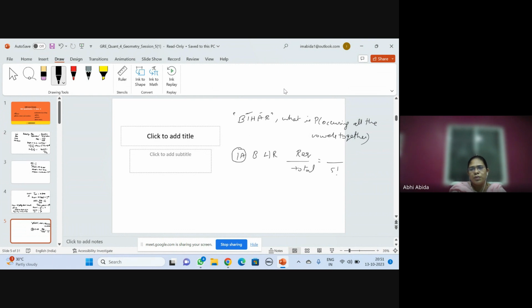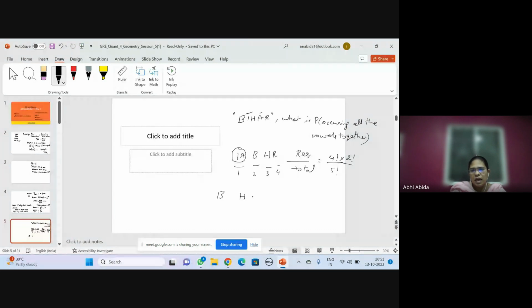Required outcome, what should be my required outcome? How to figure out the required outcome? First of all, you make a pattern here like 1, 2, 3 and 4. So 4 factorial into 2 factorial, because there are 2 vowels that should always come together. In how many ways can we place these vowels so that they are together?